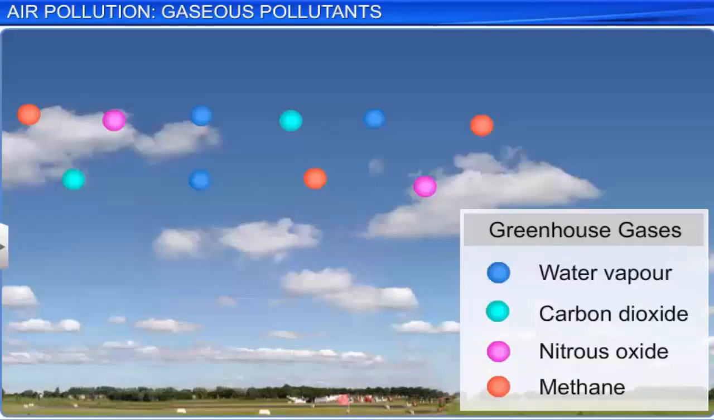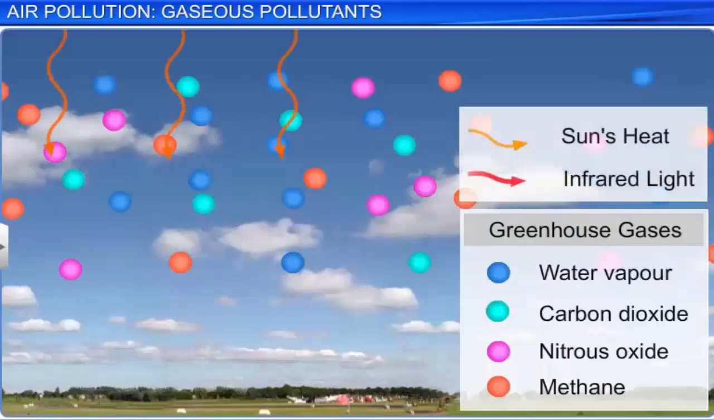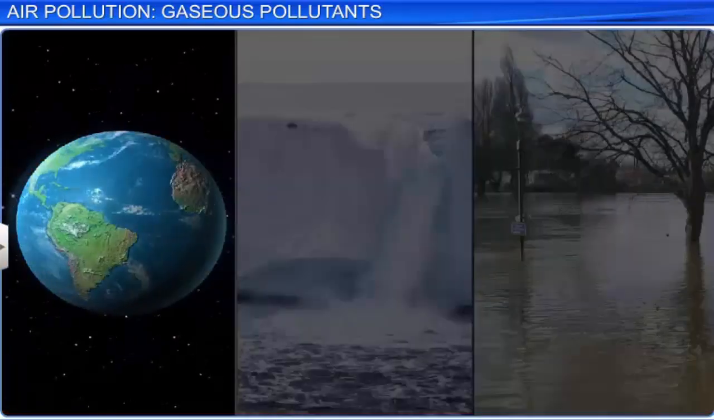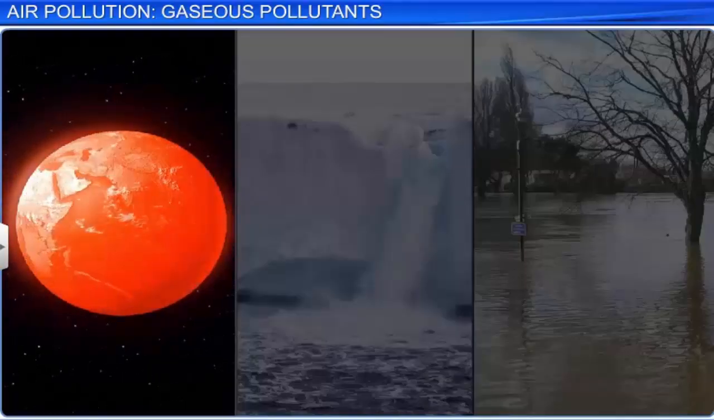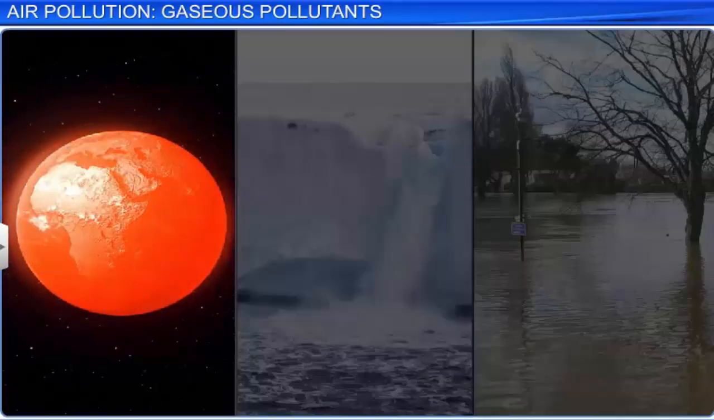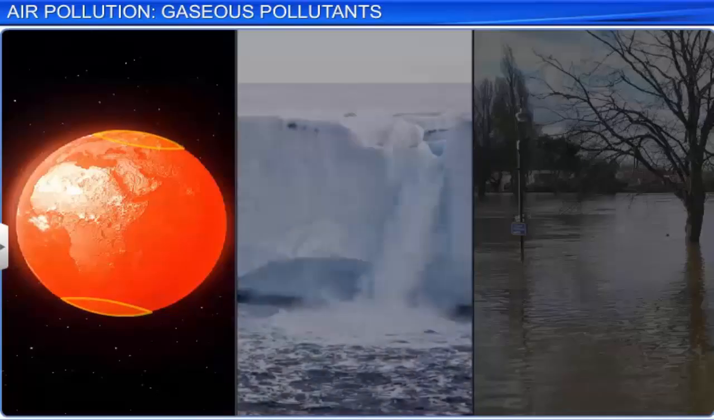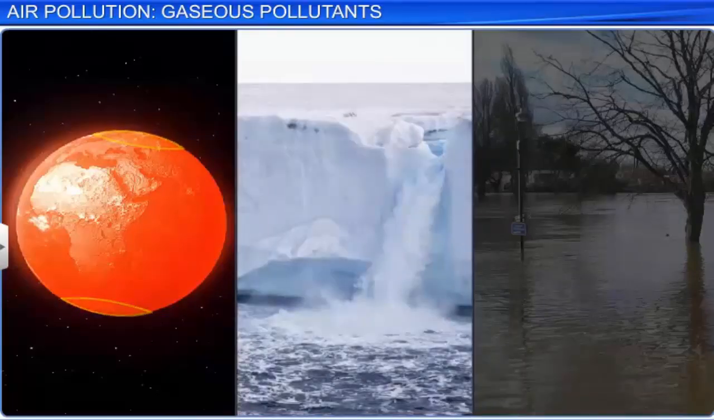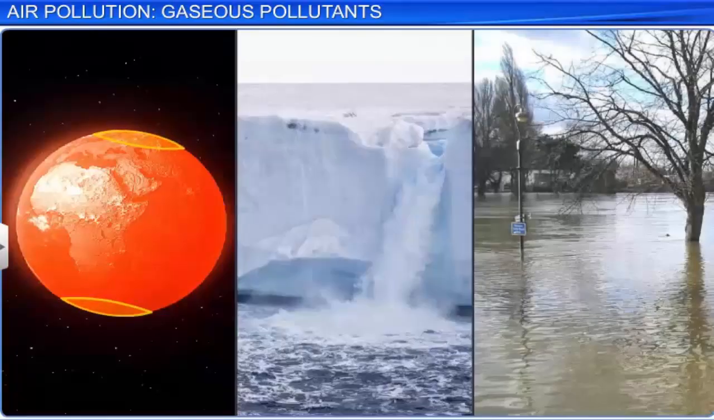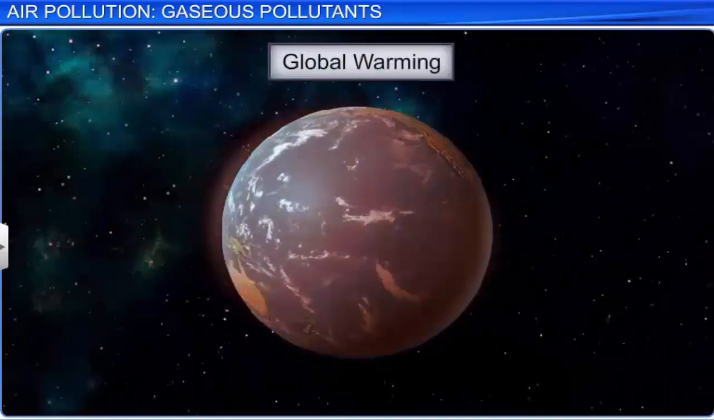When the level of greenhouse gases in the atmosphere increases, they trap more heat from the sun and also from the Earth's surface. As a result, the atmosphere becomes warmer, and in a few years may lead to the melting of polar ice caps and the flooding of low-lying areas all over the Earth. This is what we call global warming.